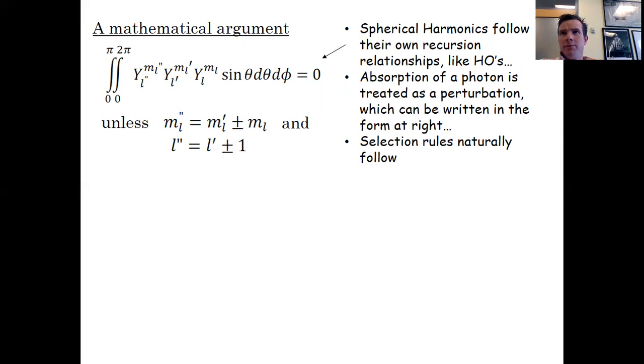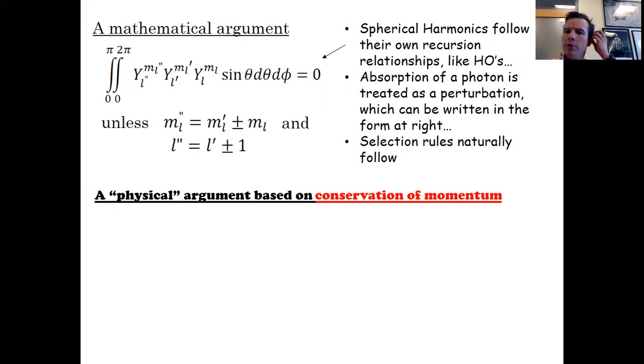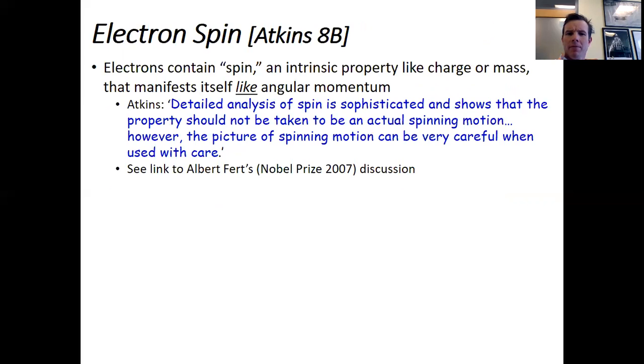Now, that's all well and good, but no one's ever convinced by mathematical arguments. Right? You want something more than that. And so I want to give you a different type of argument, which is a physical argument based on the conservation of momentum. And in order to do that, I need to take sort of two side steps. The first side step is to talk about spin. So this is in Atkins 8b. It's going to be extremely important in the context of multi-electron atoms where we're headed.